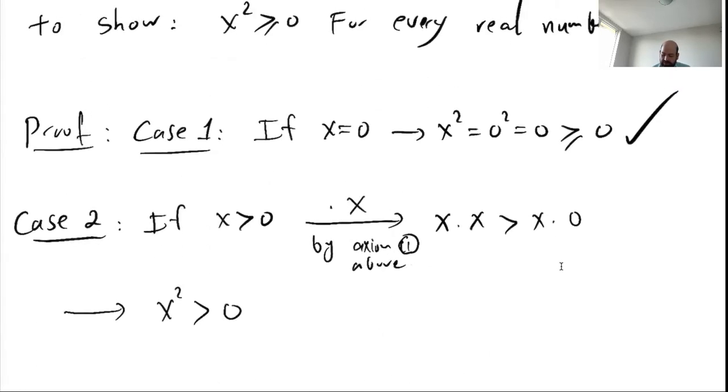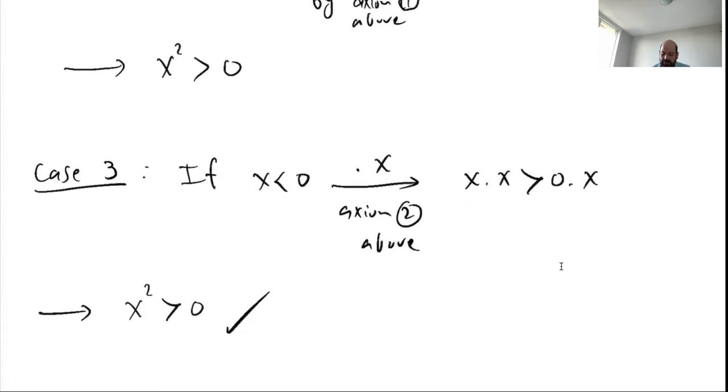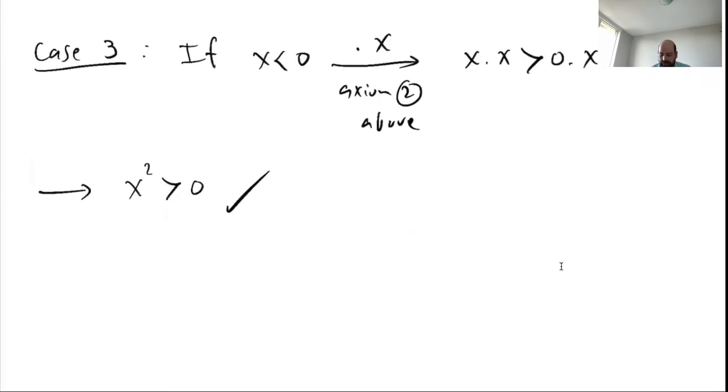See, so we said that in case 1, we proved x squared is bigger than or equal to 0, in case 2, x squared is bigger than 0, and in case 3, x squared is bigger than 0. So in any case, x squared is bigger than or equal to 0 as desired.